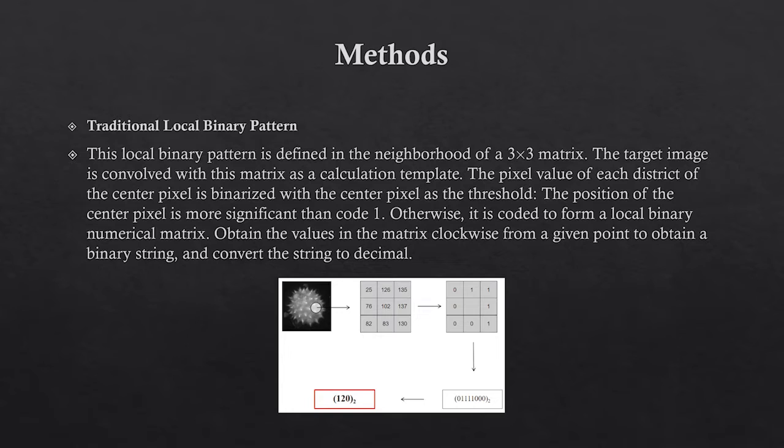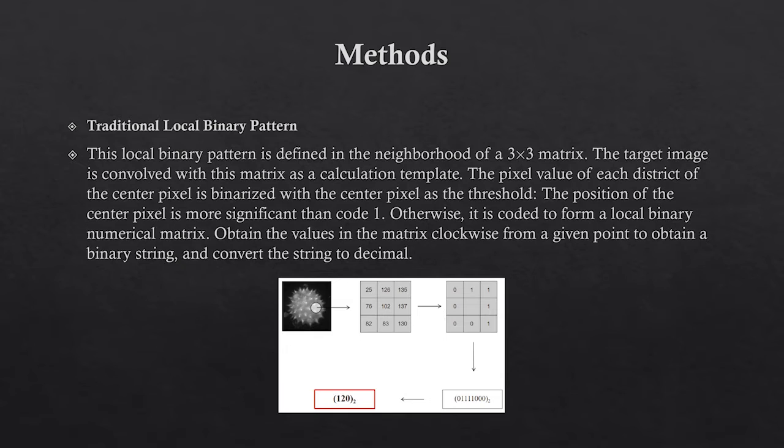This local binary pattern is defined in the neighborhood of a 3x3 matrix. The target image is convolved with this matrix as a calculation template. The pixel value of each neighbor of the center pixel is binarized with the center pixel as the threshold.